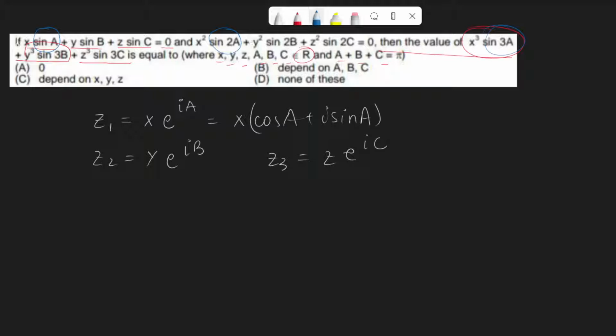Now, all these three terms, x times sine a, y times sine b, and z times sine c, are the imaginary parts of these complex numbers. So the imaginary part of z1 is equal to x sine a, the imaginary part of z2 is equal to y sine b, and the imaginary part of z3 is equal to z sine c. So the imaginary parts of these three complex numbers add up to 0. So what does that mean? That means that the imaginary part of z1 plus z2 plus z3 equals 0.